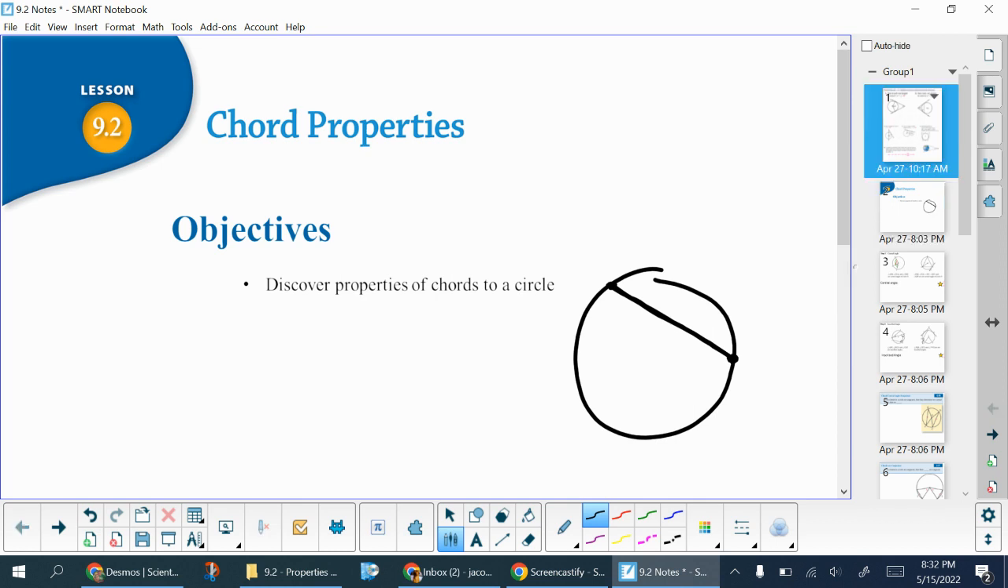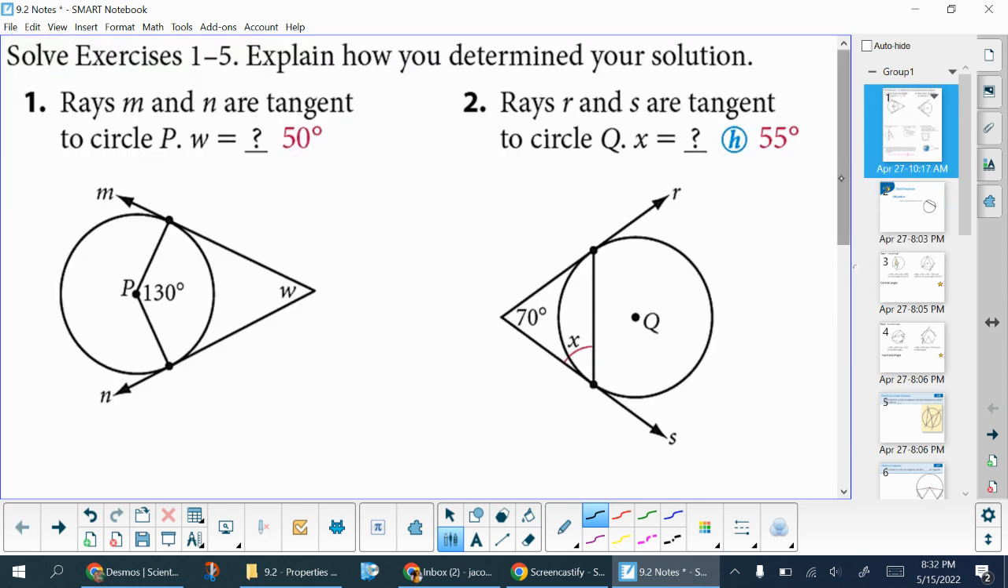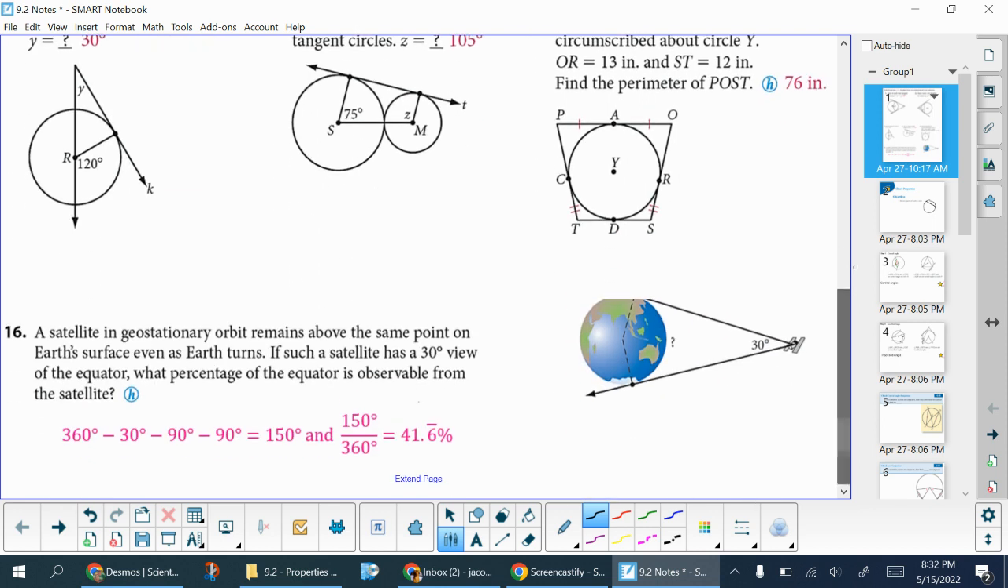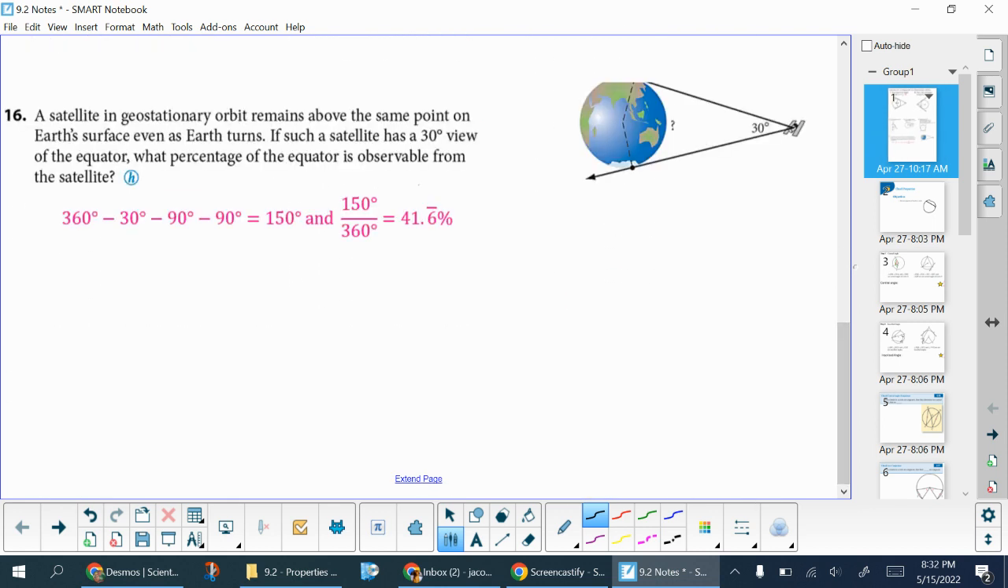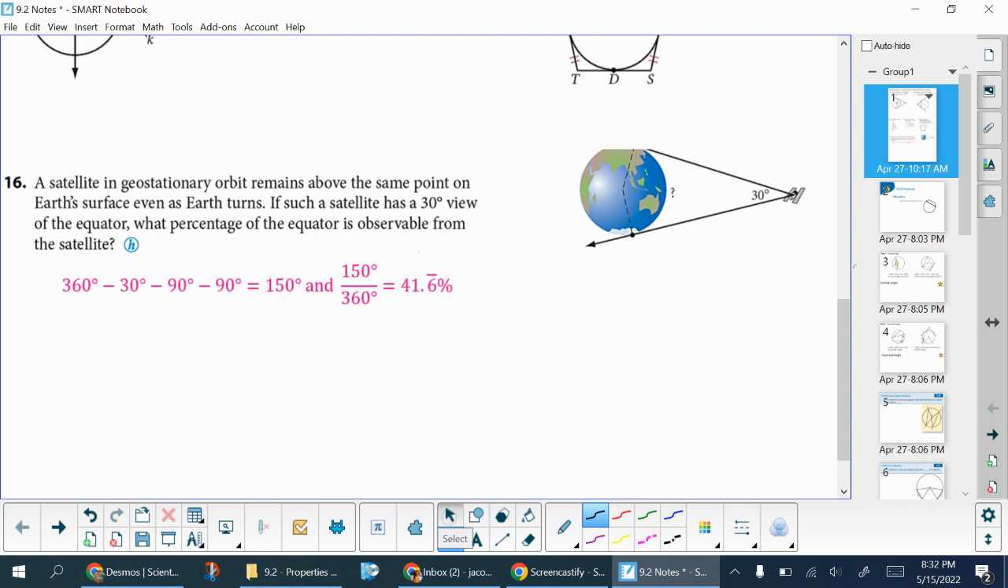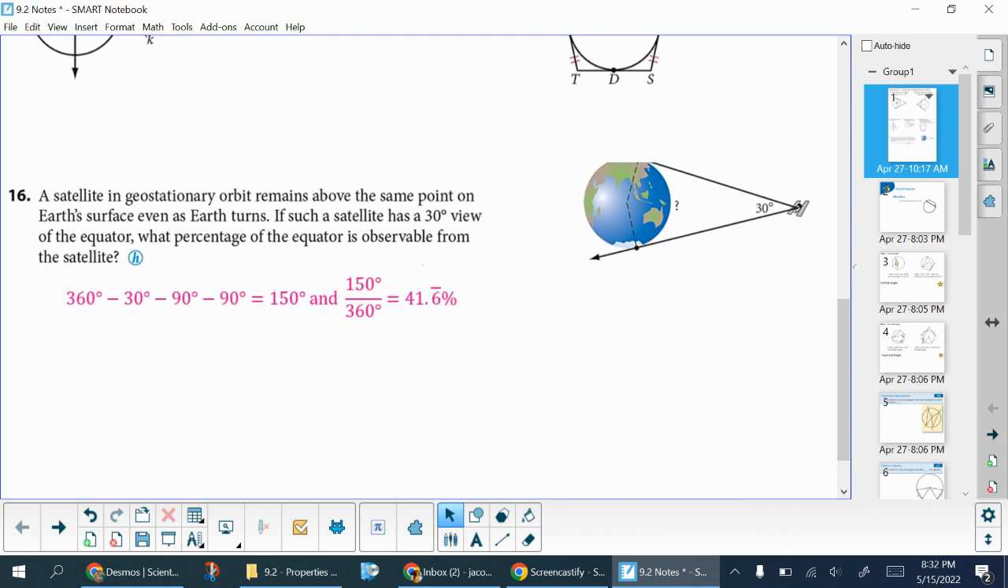Before we move on, you had the answers in the homework yesterday. I'm just going to scroll through those real quick. This one at the end, I did want to talk about very quickly. So the idea here was you've got this geostationary satellite, and it's kind of sitting above the Earth.